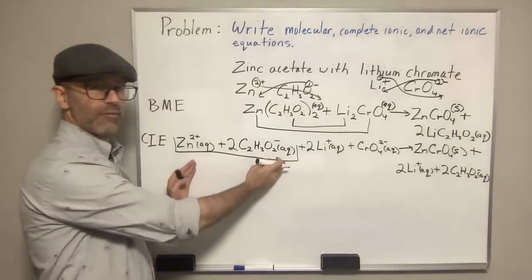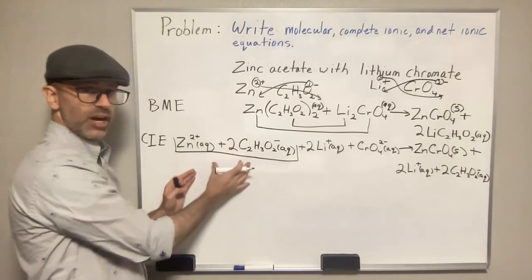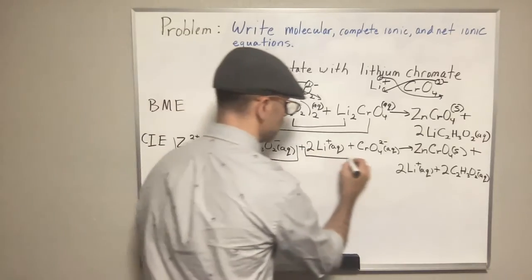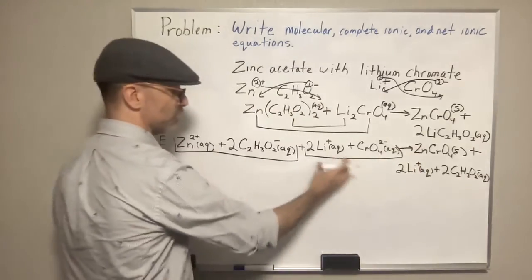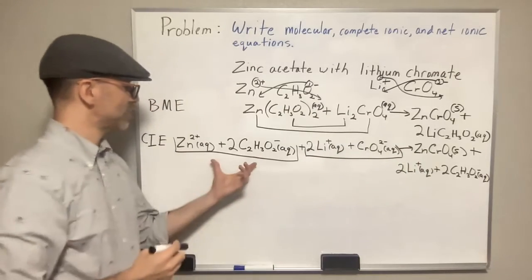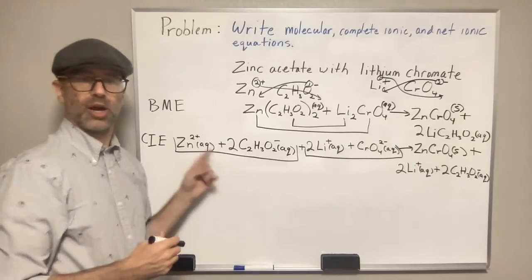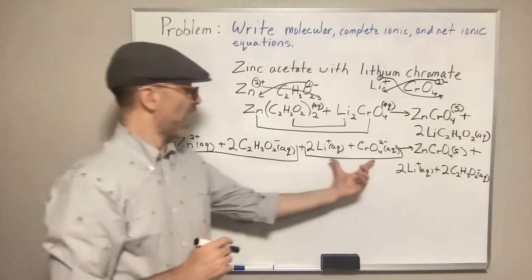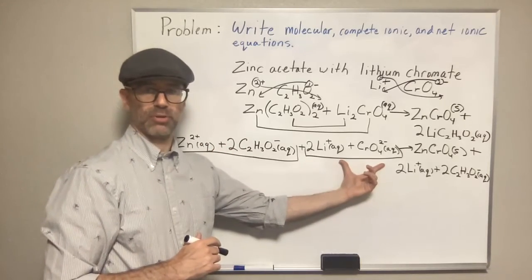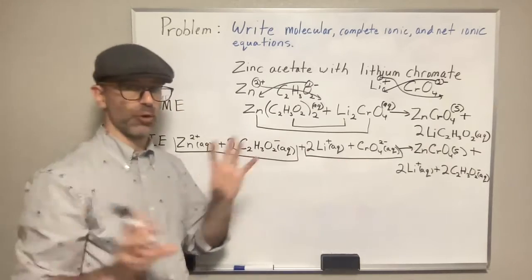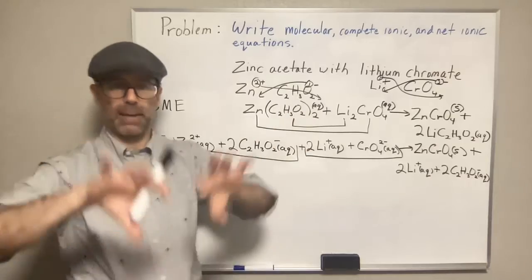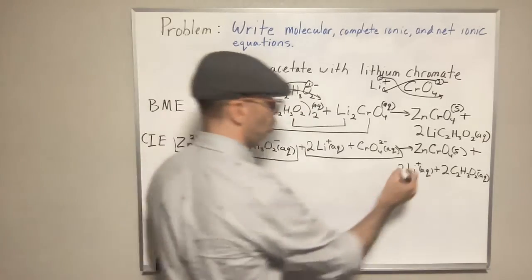The way you can understand this is, before I mix these together, this is my 1 beaker. This is my stuff floating around in solution. Here I have a 2nd beaker. This is floating around in solution. So I have my zinc acetate solution where the ions are separated, floating around, doing nothing. Here I have my 2nd beaker of lithium chromate. The ions are floating around, doing nothing. And then I take the 2 beakers and mix them together into 1 beaker.